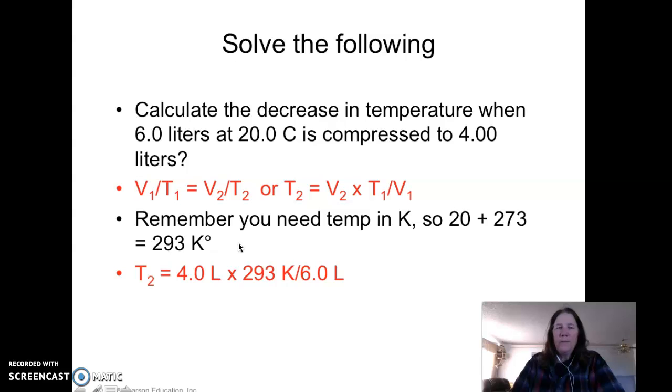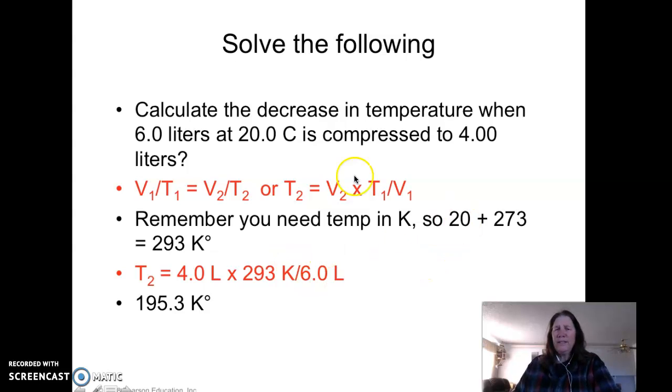Okay, so what I'm going to do, plug in my numbers. Okay, my second volume is 4 liters. My first temperature was 293. My first volume was 6 liters. So I'm going to take 4 times 293, divide by 6, and I get 195.3 Kelvin.